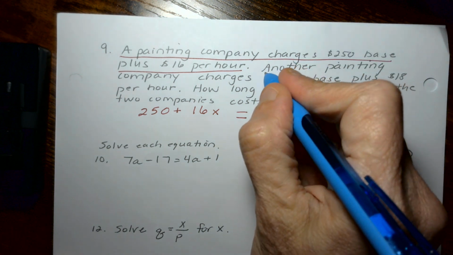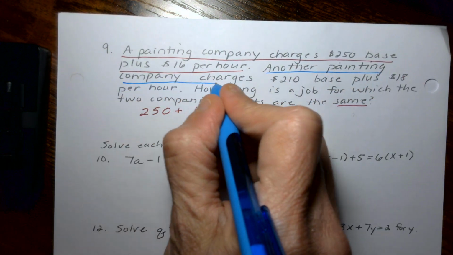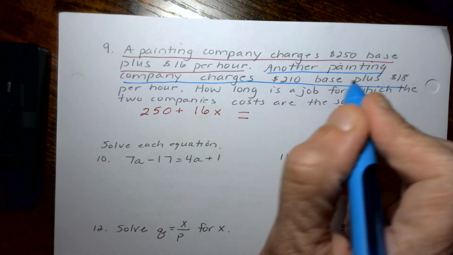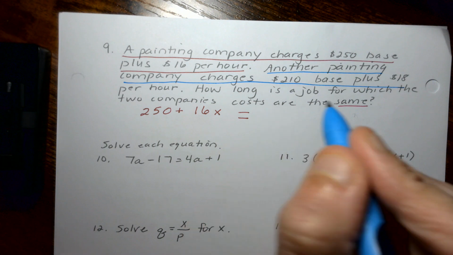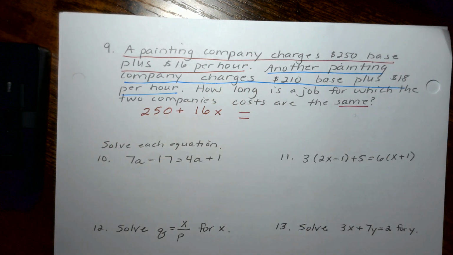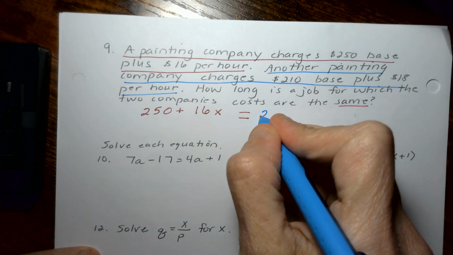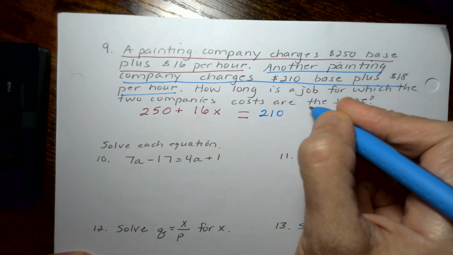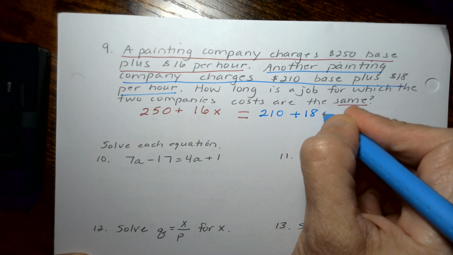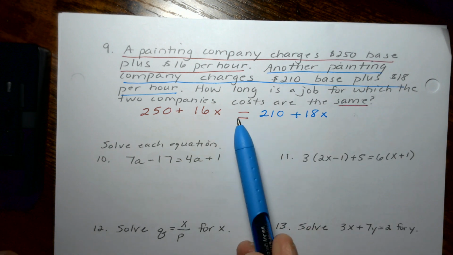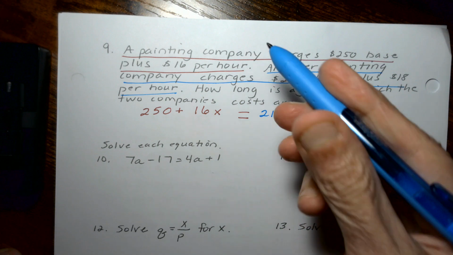Now we're going to take the blue and go to the other side. It says another painting company charges $210 base plus $18 per hour. So again, you're going to for sure pay the $210, but they're a little more expensive per hour. They're $18 per hour. So again, we're looking to see when they are equal. So we need to solve this.